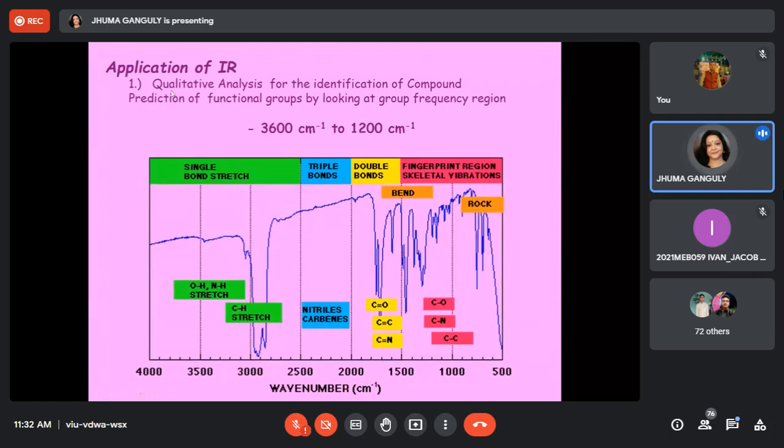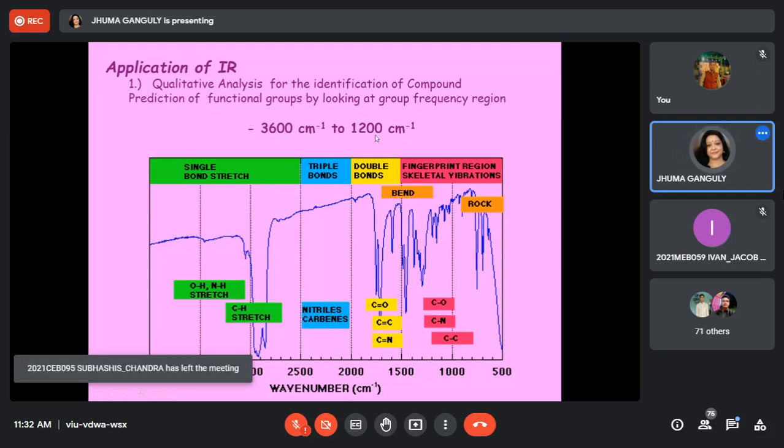Now, applications of IR. Qualitative analysis for the identification of compounds and prediction of functional groups by looking at the group frequency region. Actually this is the group frequency region, 3600 to 1200. But we always try to go from 650 onward. But there is one important region, 500 to 800, that we will go to later.